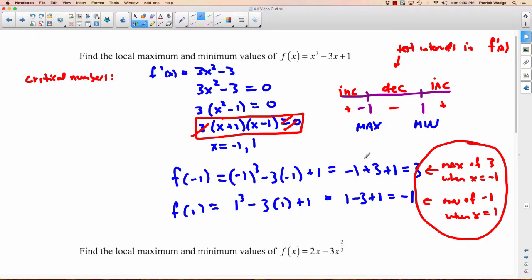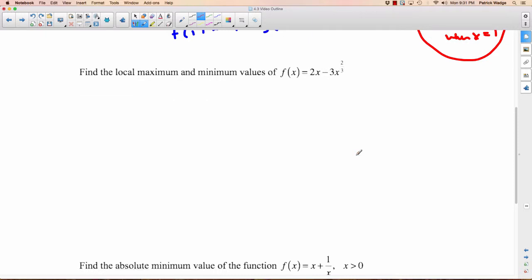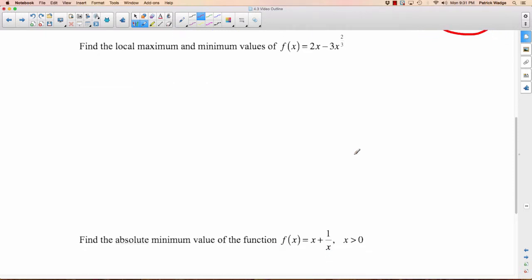Okay, you're going to do this a lot in this course, so you really want to make sure that you understand this concept. Let's try another one, a little more difficult. Find the local maximum and minimum values of f of x equals 2x minus 3x to the 2/3. So basically you're going to do exactly the same thing. It's just a little bit harder derivative here.